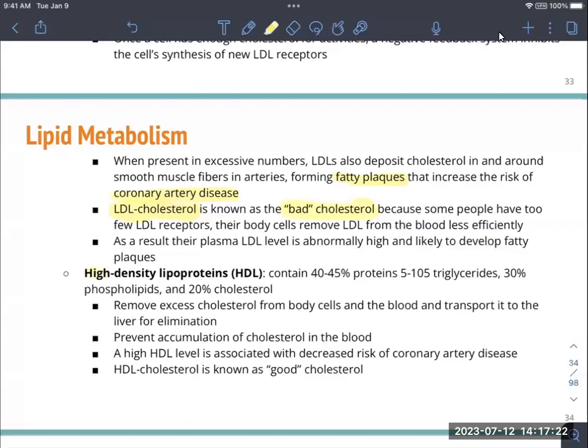High density lipoproteins, HDLs, they remove excess cholesterol from our cells. They transport it to the liver for elimination. So they prevent that accumulation of cholesterol in the blood. HDLs are considered the good cholesterol. You want higher levels of HDLs and lower levels of LDLs. Since these HDLs are preventing this cholesterol, these fats, from being deposited anywhere in the body, wherever it sees fit.